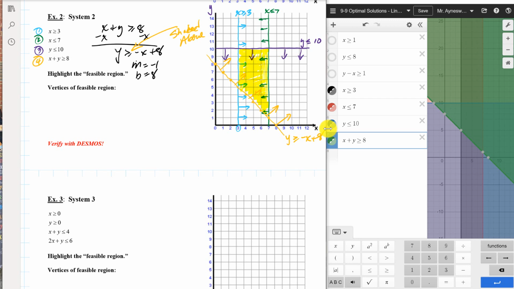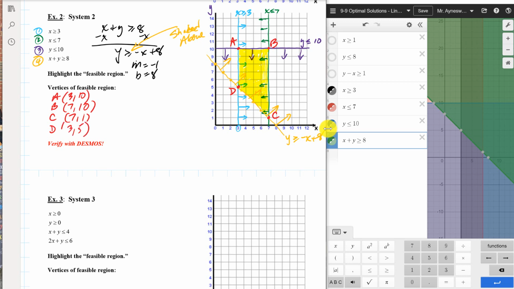Okay, so highlight this, and we've got 4 corner points because it's a 4-sided figure. Let me highlight the corner points. We've got one at A, one at B, one at C, and one at D. So A, it looks like 3, 10. If you just look at the graph, B is at 7, 10. Notice that I don't need to figure this out using Desmos, I just look at the graph. C is at 7, 1, and then D is at 3, 5.